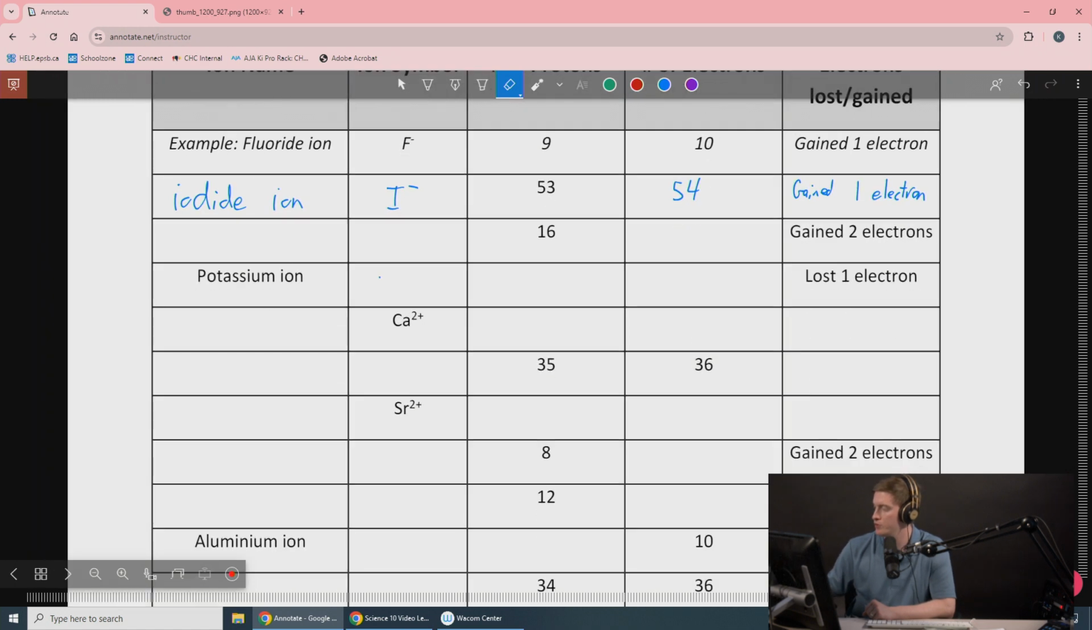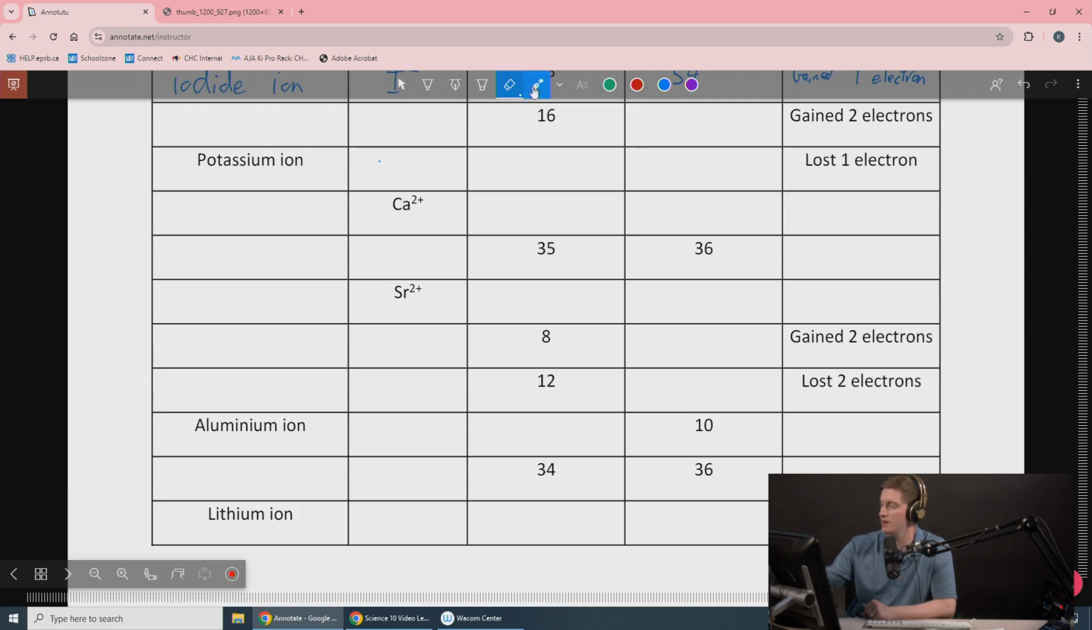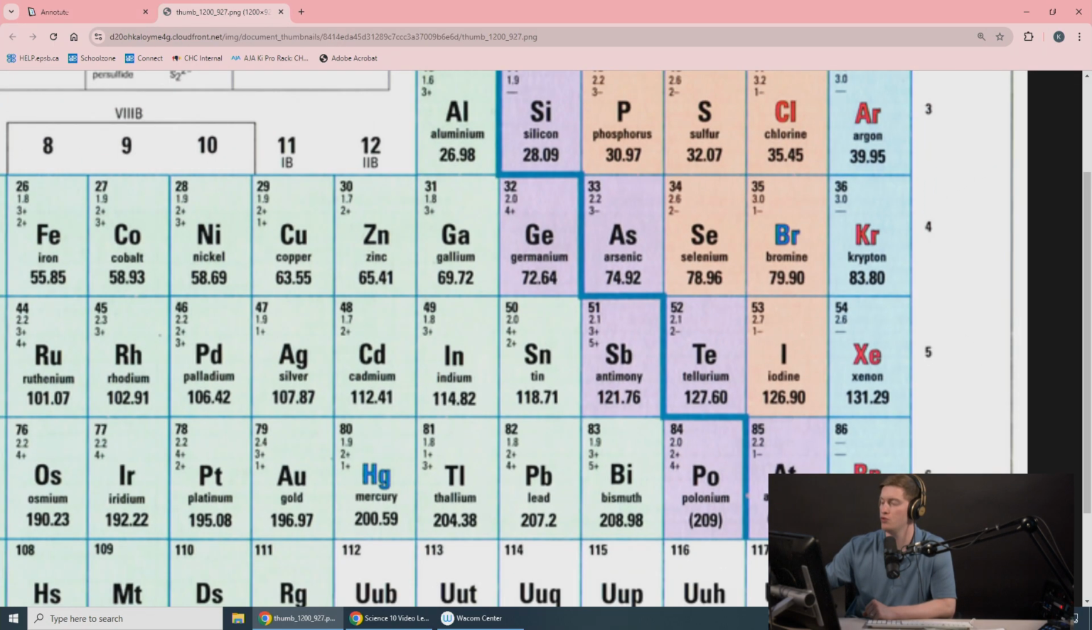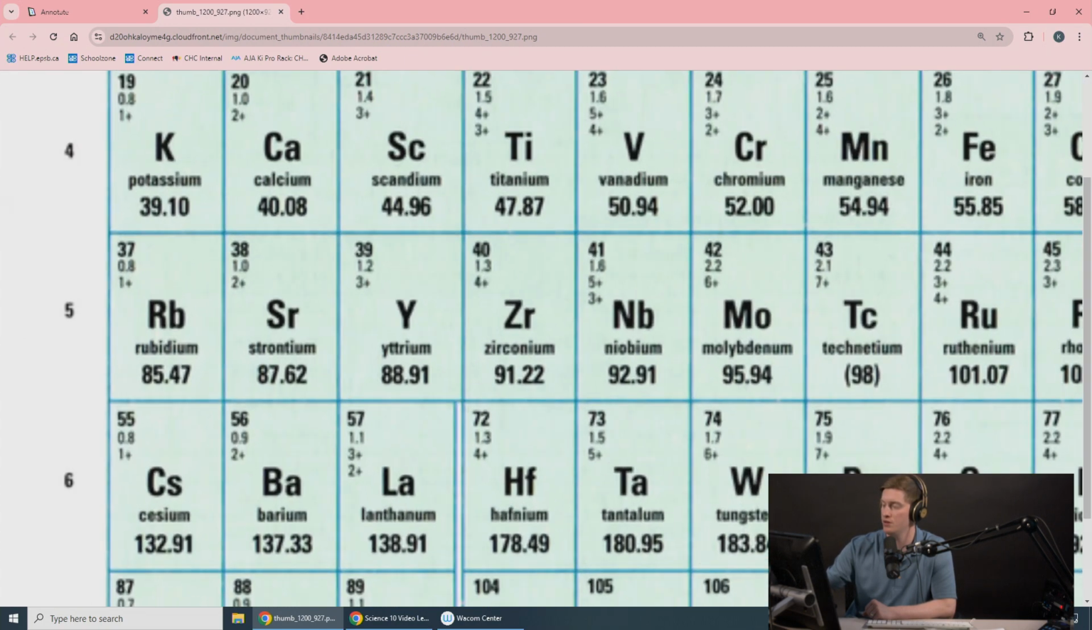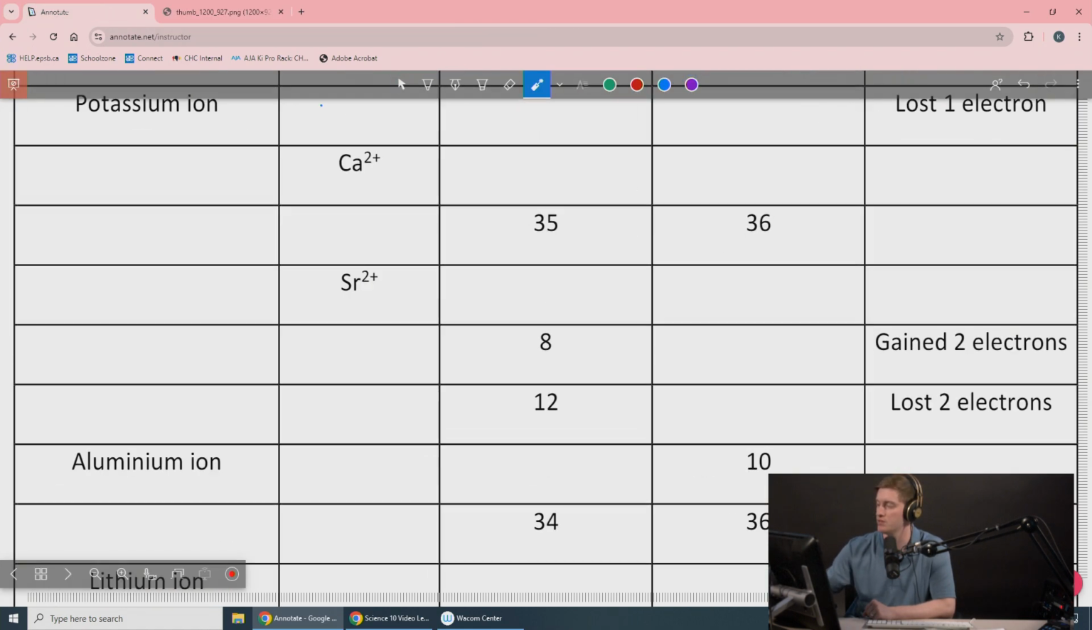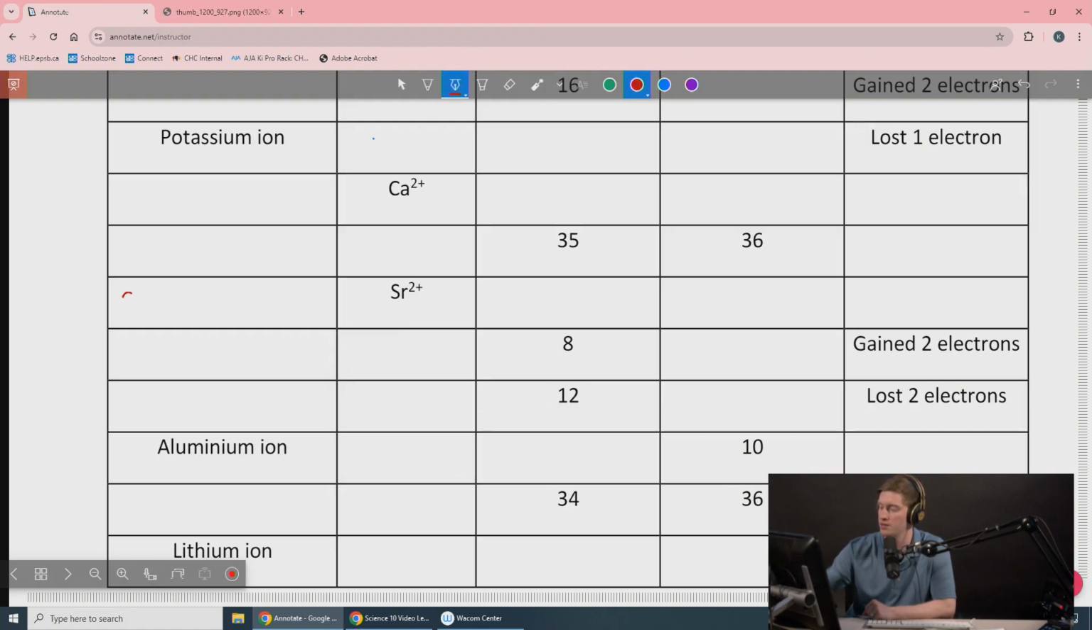We'll do just an example of a positive ion. Take a look down here. This one we haven't looked at before. Sr2+, it's going to have the same name as the normal element. We'll just put the name ion after it. You can find Sr is strontium, number 38. Strontium, so this Sr2+ is going to be a strontium ion.